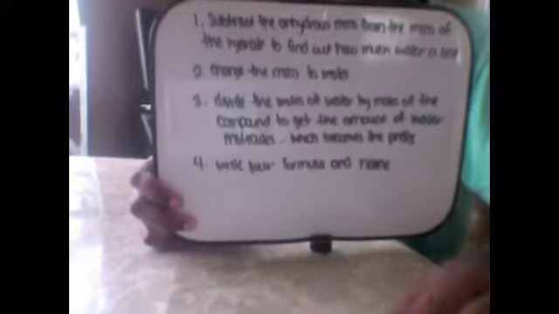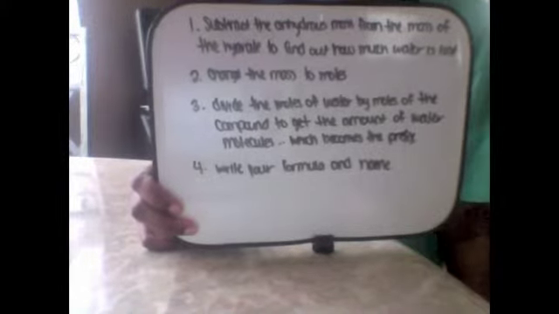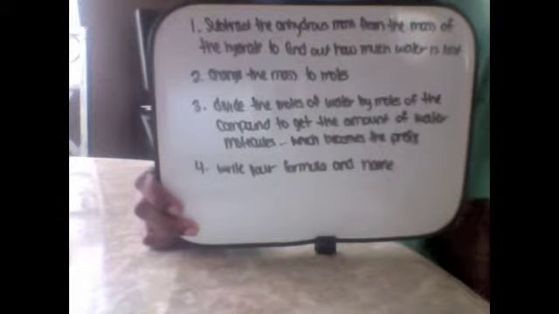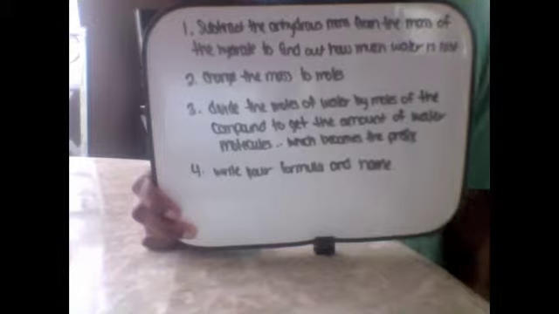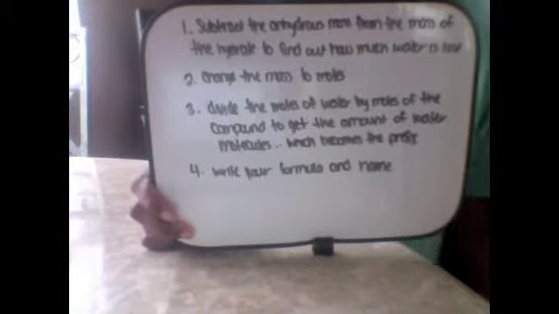So this says first you subtract the anhydrous mass from the mass of the hydrate to find out how much water is lost. And then second, you change the mass to moles. Third, divide the moles of water by the moles of the compound to get the amount of water molecules, which becomes the prefix. And fourth, you write your formula and name. So this is the problem.